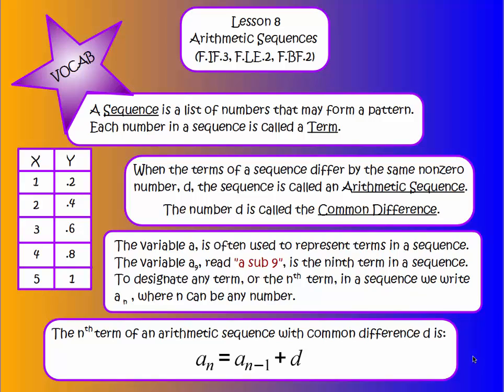So when the terms of a sequence differ by the same non-zero number, in other words, they're increasing or decreasing by the same amount every time, we will call that number d, and this sequence in that case is going to be called an arithmetic sequence. And the number d is going to be called the common difference. That's really important information, those words, those definitions.